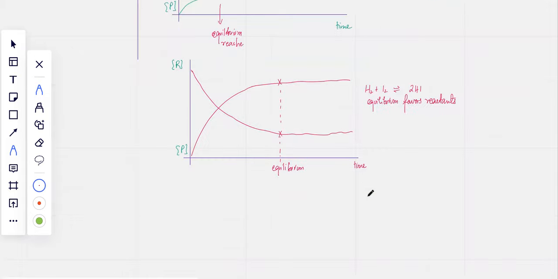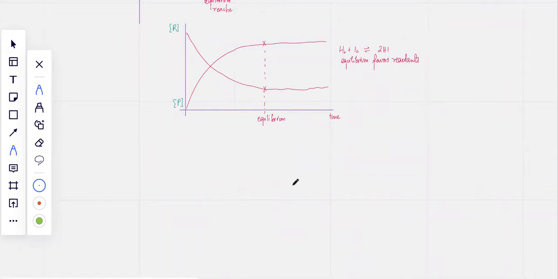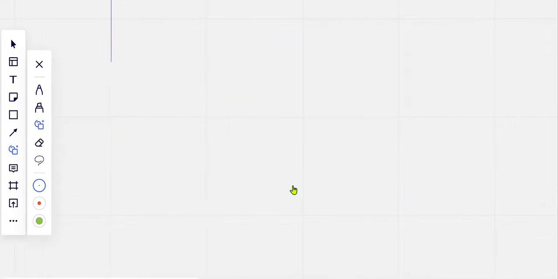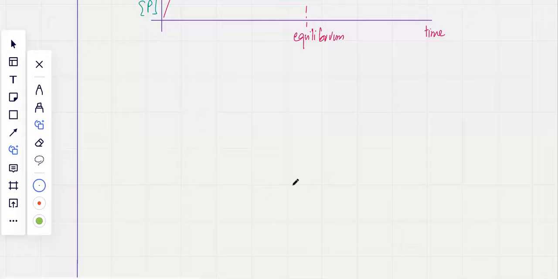So that's how your graphs look. This is what the graph would look like if it's favoring the reactants. This is what the graph would look like if it's favoring the products. So anyways, moving on. Another very important point. Let me extend this line first. Now, whenever you talk about equilibrium, be very careful. A comment on equilibrium is not a comment on rate.